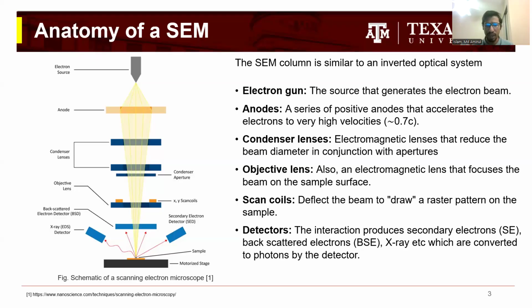And finally, we have detectors that convert the signals produced during the interaction between the electron beam and the sample surface. The detector signal is then used to obtain information about the sample's surface topology and composition.